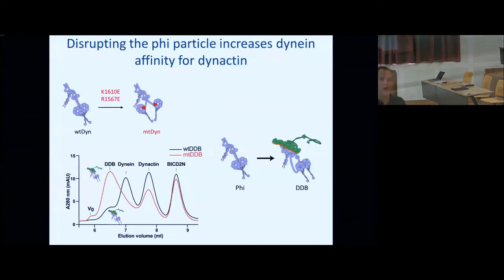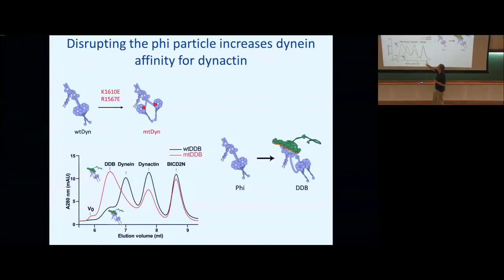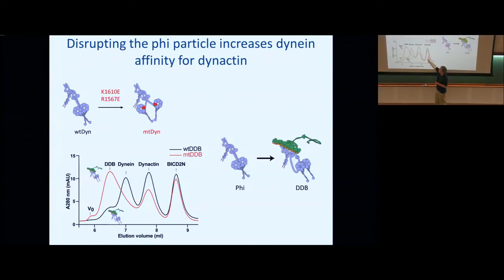And so what I'm showing you here is a gel filtration trace, which separates based on size. So this is the BICD sample. So we mix together all three components, BICD, dynactin, and dynein. And in the wild type case, which is in black, you get a small peak of that complex formation. But then when you make the mutant, which is in red, you have almost no dynein left because all of it has been shifted over into this dynein-dynactin complex.